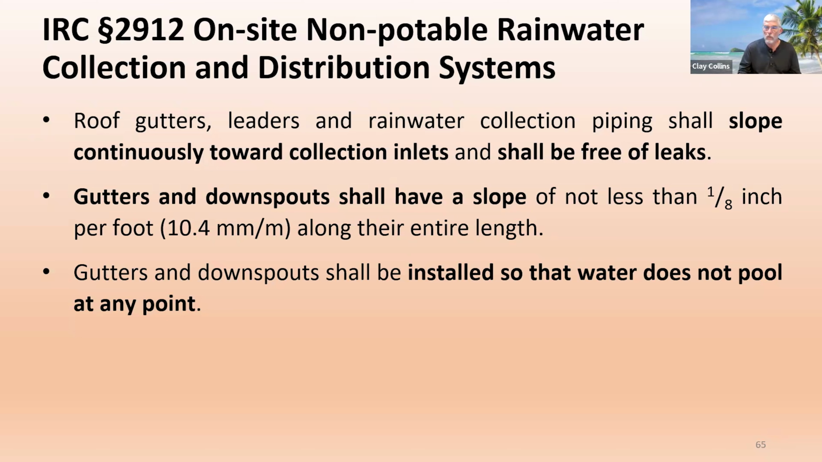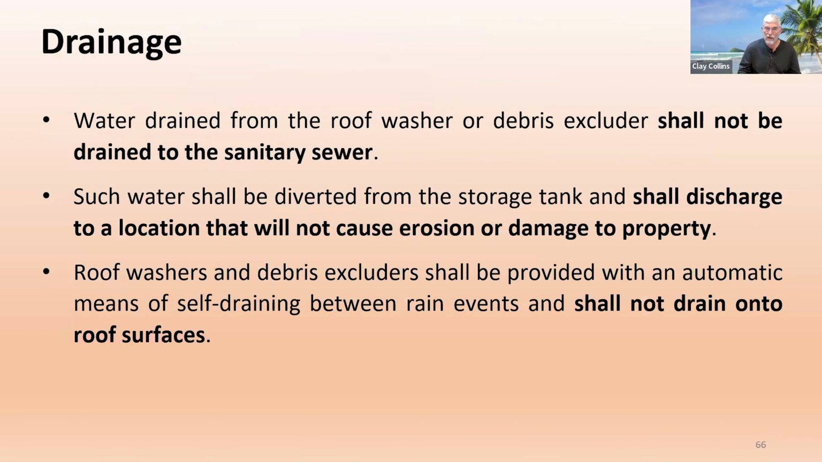Well, what do you do with the water from the downspout? It shall not be drained to the sanitary sewer. That's your black water straight from the house. So you're not going to take that water runoff and go down into your sewer system. And that is simply because the sewer system doesn't have the capacity. Everything that goes down into the sewer system has to go to the municipal pump stations and cleaners. So they don't want that extra unsanitary water.